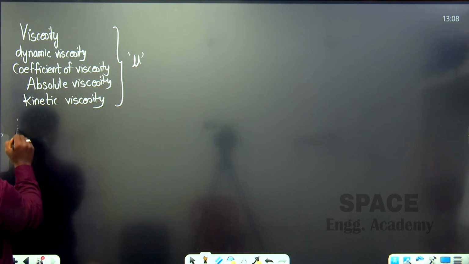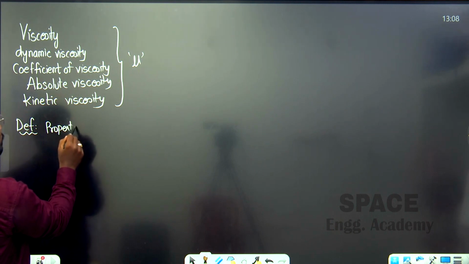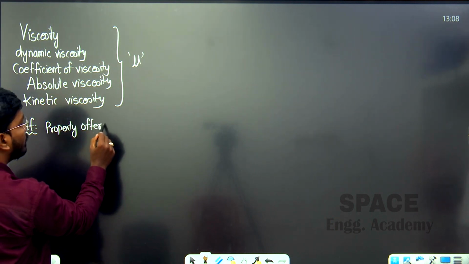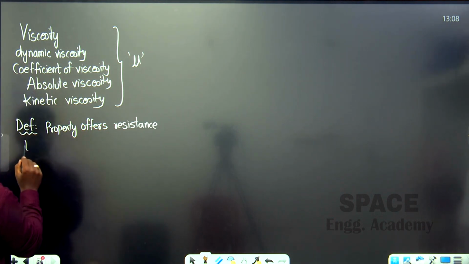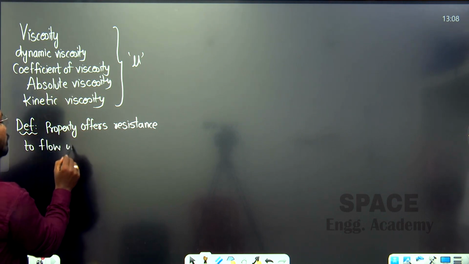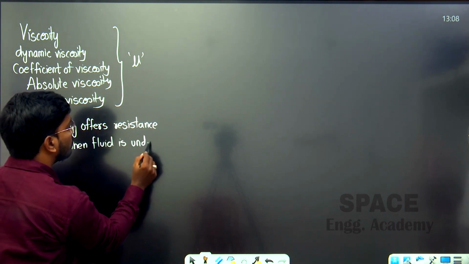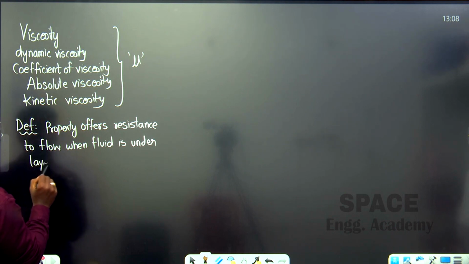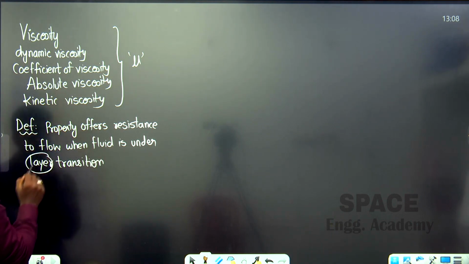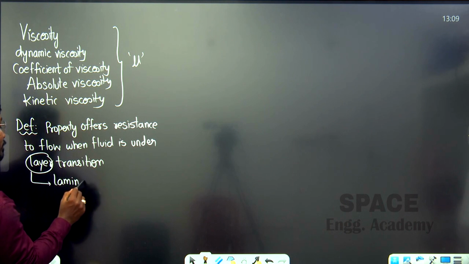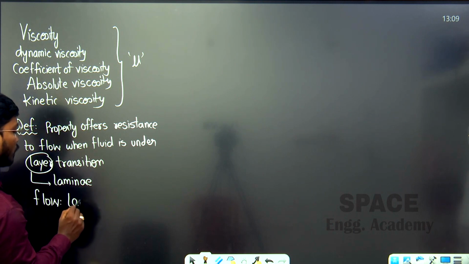Actually, what is the definition of viscosity? It is the property that offers resistance to flow when a fluid is under layer by layer transitions. This layer indicates lamina or laminae. The flow is called laminar flow.